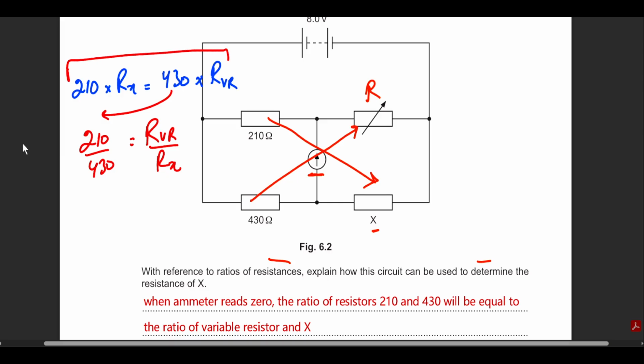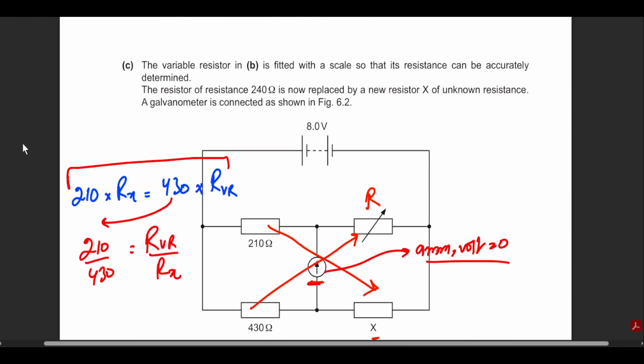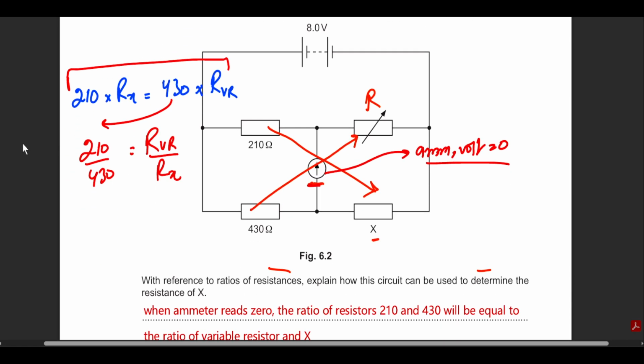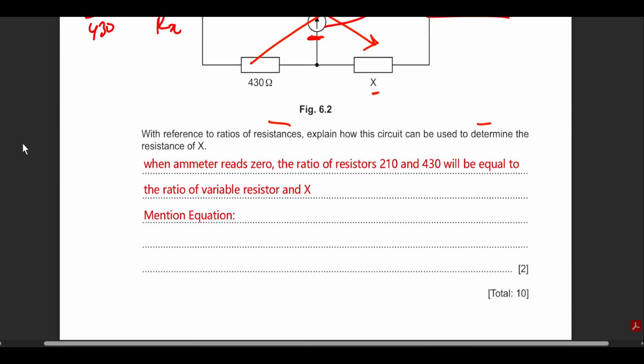But we look at this in terms of the products of opposite branches. When the ammeter or the voltmeter reads 0. But since in the question he's mentioned that this is probably an ammeter, it's a galvanometer, which is a very sensitive ammeter. So this is how you write this down.